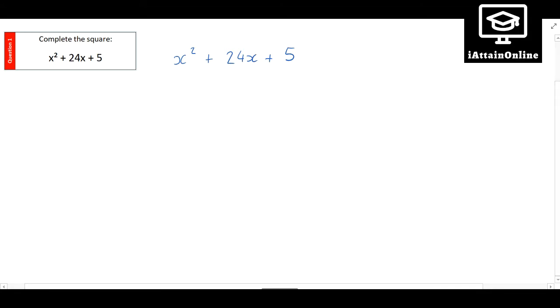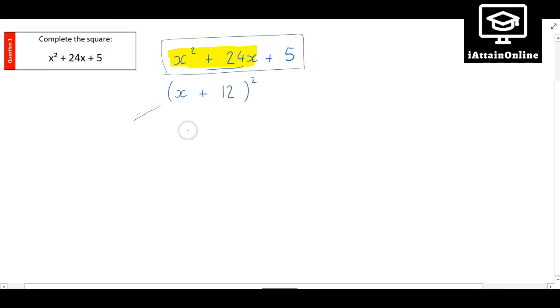So to start with, we are only interested in these first 2 terms here. What you're going to do is, in a bracket, the x squared becomes an x, and we half the coefficient, the number before the x. So instead of plus 24, I'm going to write 12. Now, we're going to square that bracket. My final answer still needs to give me this whole expression here.